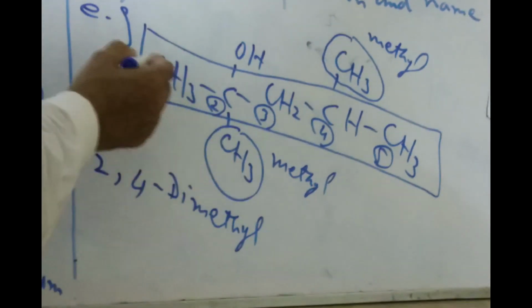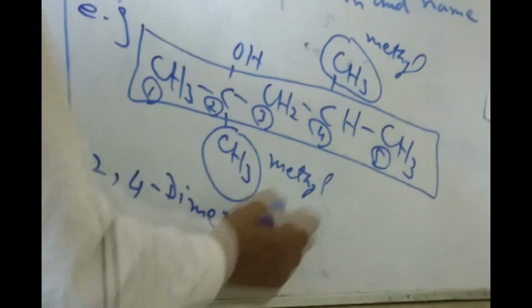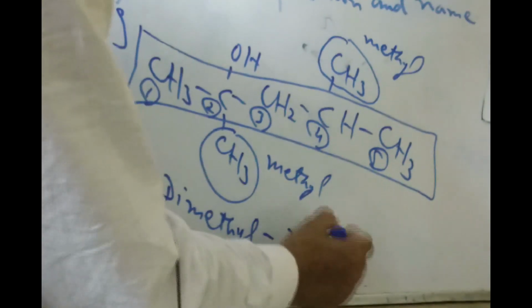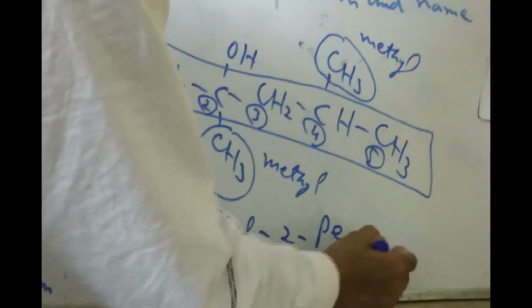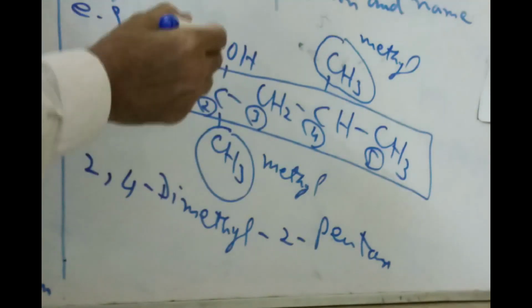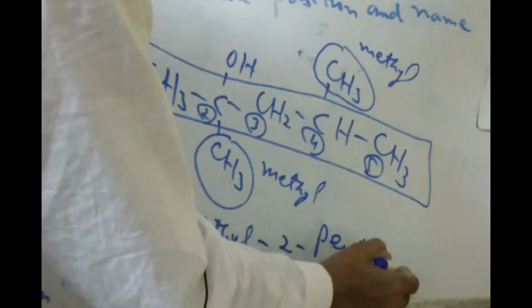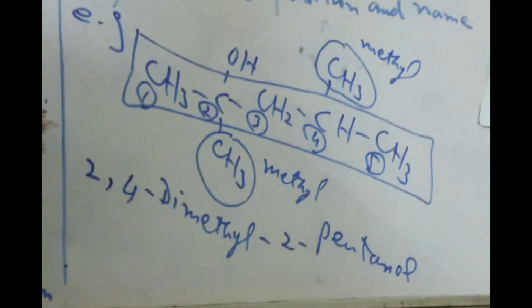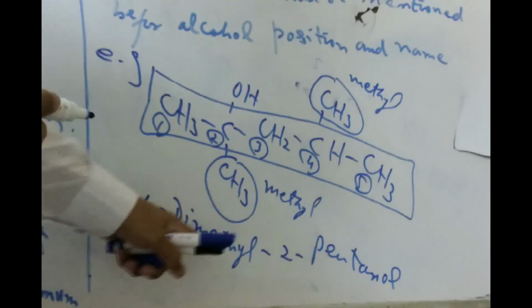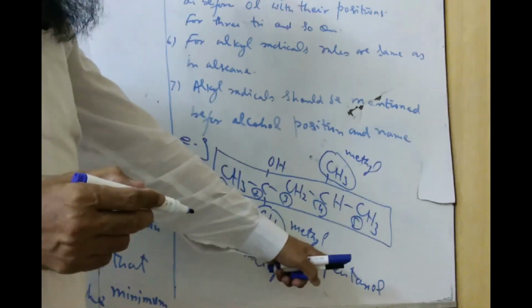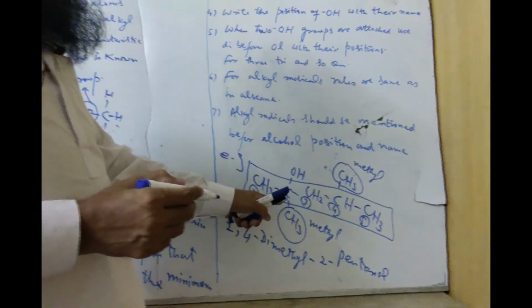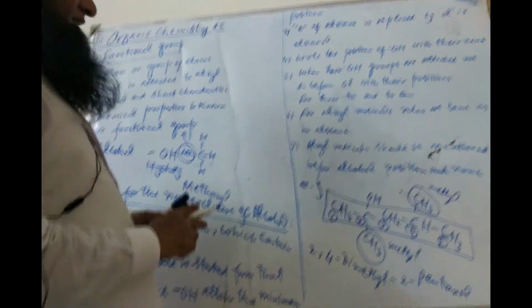So this is known as the 2, 5 means pent. This is the 2 pentane. But E is replaced by OL. So this is called the pentanol. So the 2,4-dimethyl-2-pentanol. 2 represents the position of this OH. Now we will consider another example.